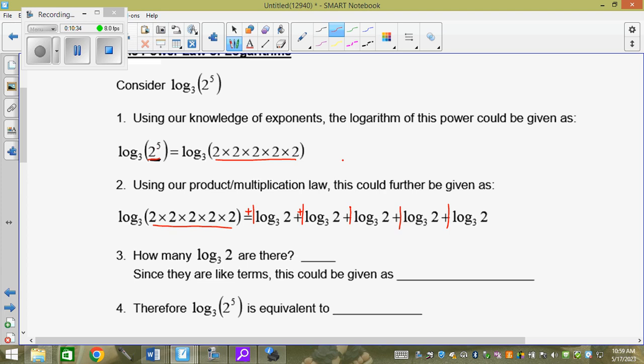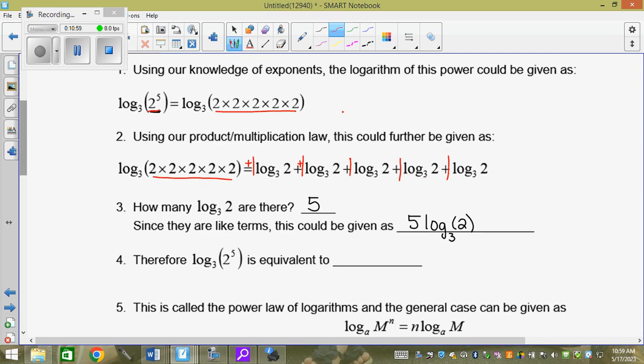Now, how many log base 3 of 2's do we have? 5. Good job, guys. Since there are like terms, this can be given as 5 log base 3 of 2. So that's why with logs, we can actually use the power rule. We can take this exponent and drop it in front, because when you expand it out, you're going to get 5 log base 3 of 2.